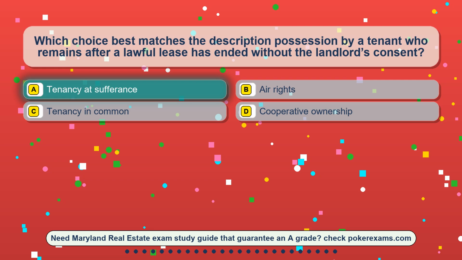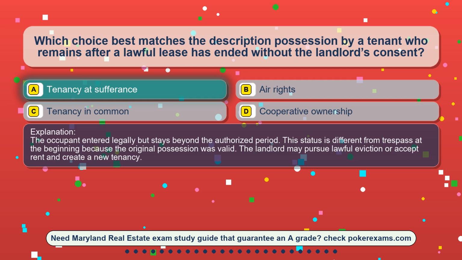The correct answer is option A, tenancy at sufferance. The occupant entered legally but stays beyond the authorized period. This status is different from trespass at the beginning because the original possession was valid. The landlord may pursue lawful eviction or accept rent and create a new tenancy.